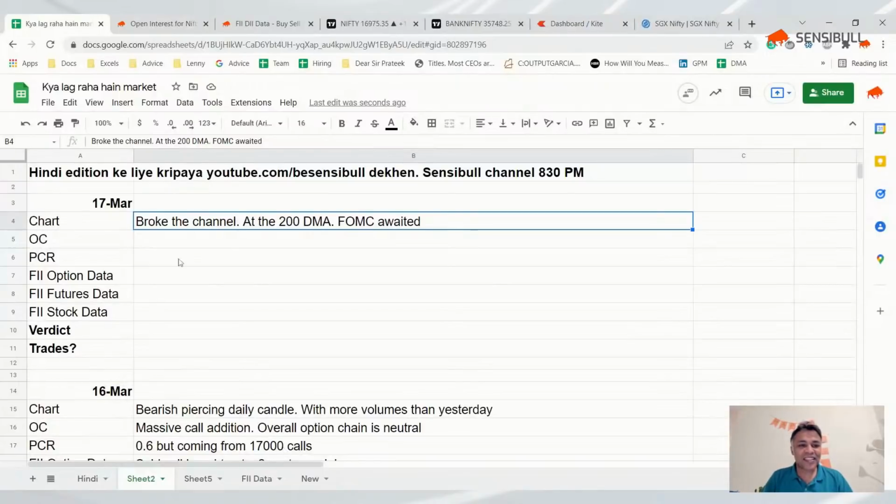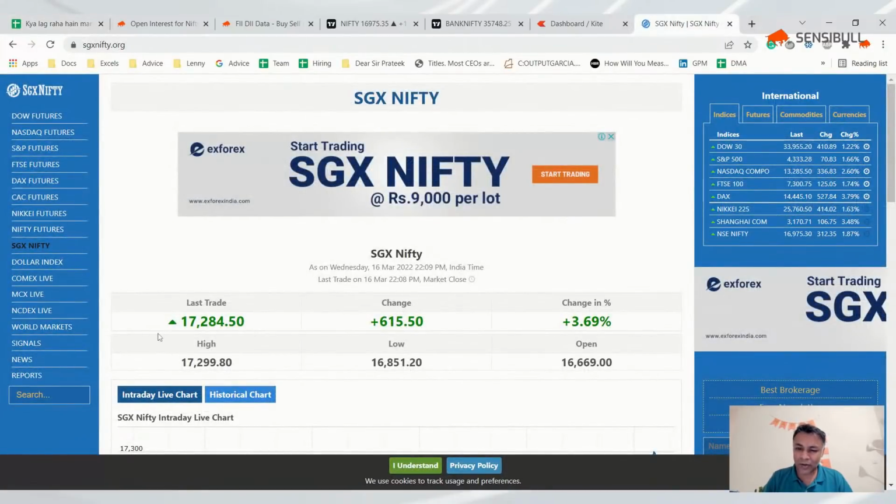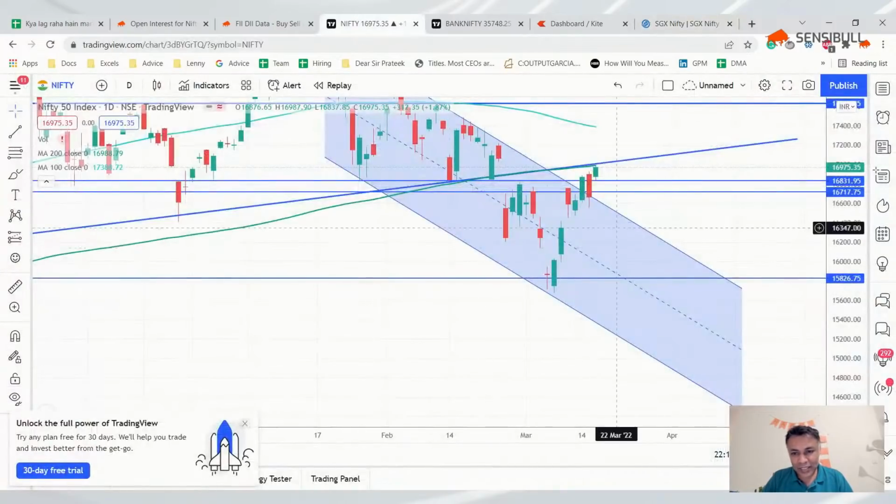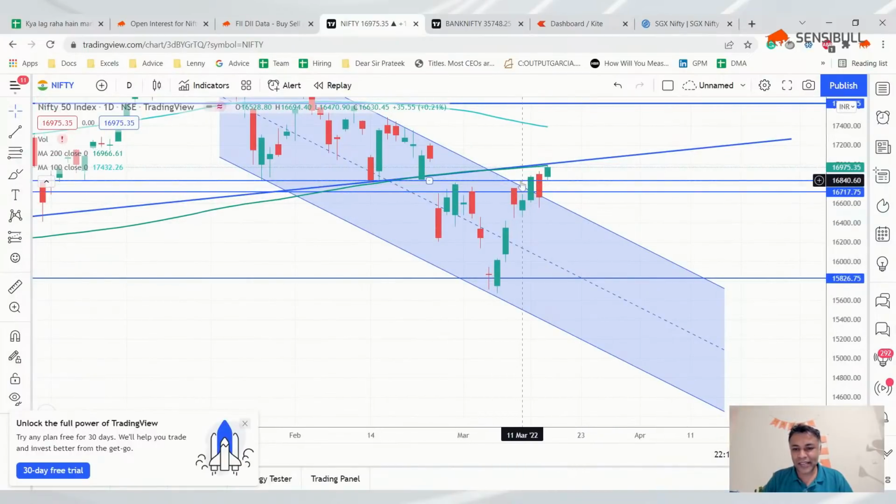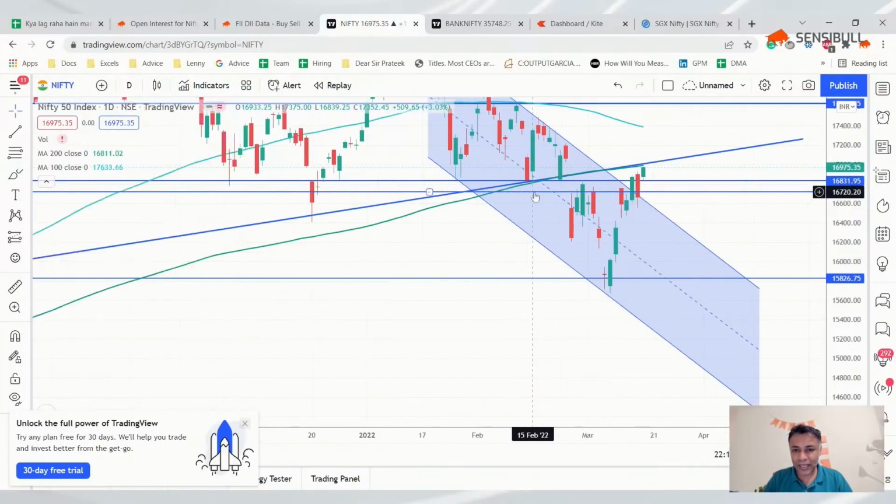Anyway, so it broke the channel. It's at the 200 DMA. FOMC is awaited. So SGX Nifty is up and all that is fine. But there is nothing in the data which says that tomorrow is going to be some blockbuster day. There is something in the chart which tells tomorrow could be a blockbuster day. That is that it is above the supply zone. It broke this channel. It is going up above and all that.